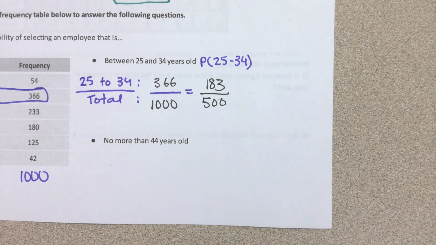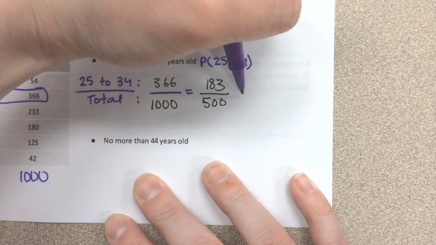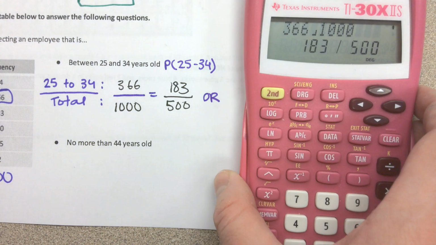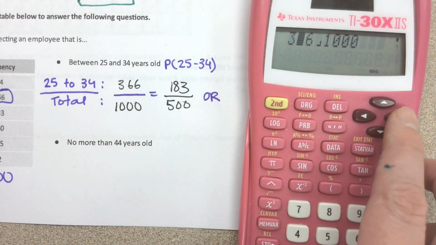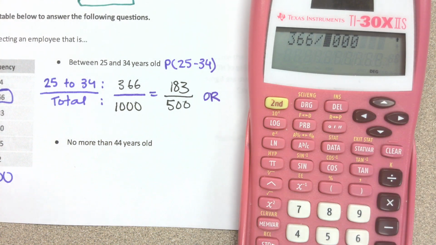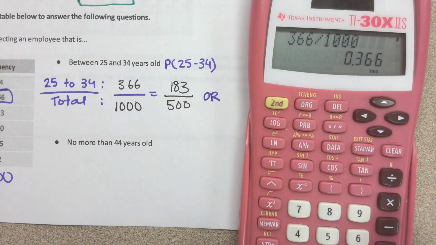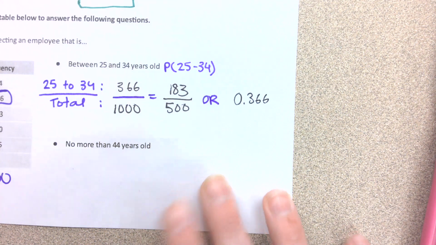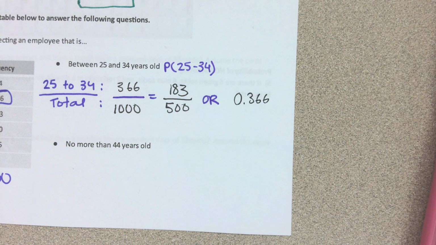That's the fractional representation of our probability. Let's look at a couple others. We can also use the decimal. If you want the decimal, then you type this in with the division sign instead of the ABC. This tells your calculator you want a decimal answer. 0.366. So that's the decimal representation of this probability.